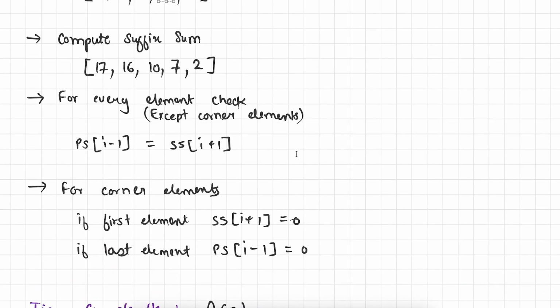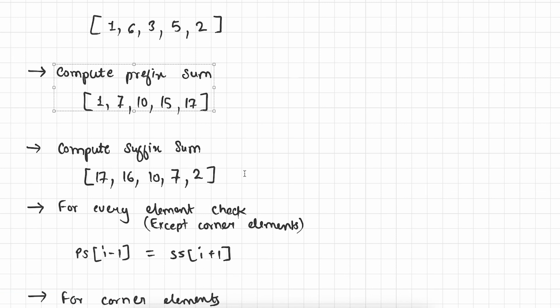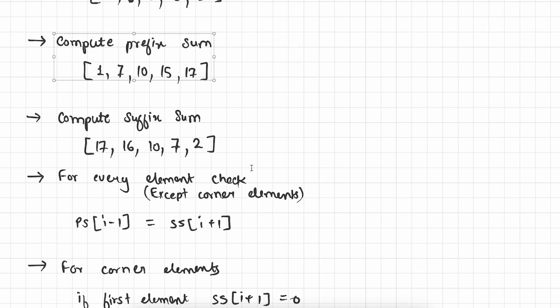So do you see, guys, what is happening here? We are first computing the prefix sum, and for computing the prefix sum we need an extra array, and we have to traverse from the first element to the last element. Okay, and again to compute the suffix sum we need one extra array, and we have to traverse again from 0 to the last element. Okay, and then to find if this array has an equilibrium point or not, again we have to run a loop from the first element to the last element.